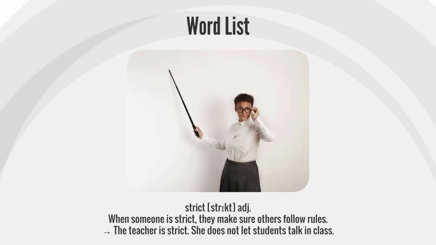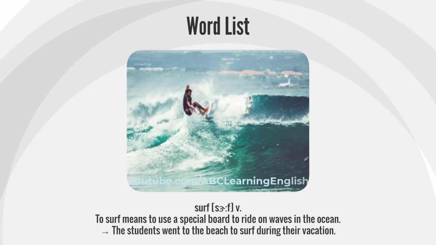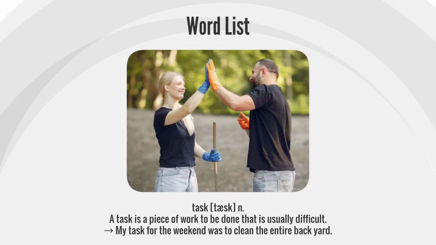Strict. When someone is strict, they make sure others follow rules. The teacher is strict. She does not let students talk in class. Surf. To surf means to use a special board to ride on waves in the ocean. The students went to the beach to surf during their vacation. Task. A task is a piece of work to be done that is usually difficult. My task for the weekend was to clean the entire backyard.